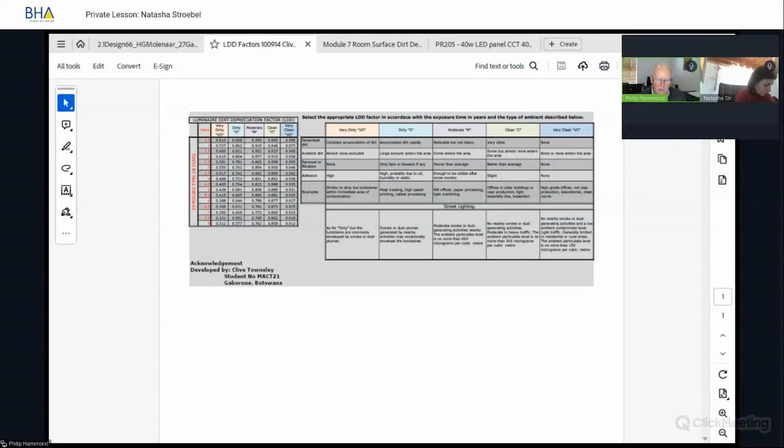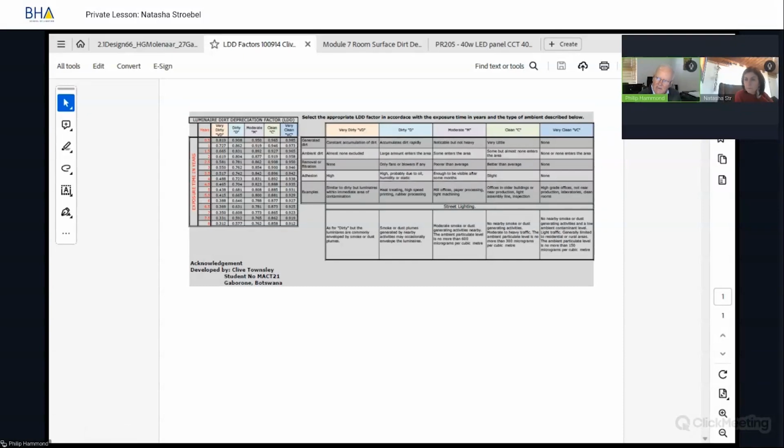So you can determine what factors you're going to use. In this particular case, we're looking at the light exposure, so the luminaire dirt depreciation factor. How much dirt is going to accumulate on the light fittings in this place if it's very dirty? Or on the other extreme, if it's very clean? Because that's going to guide you to how often you have to do maintenance.